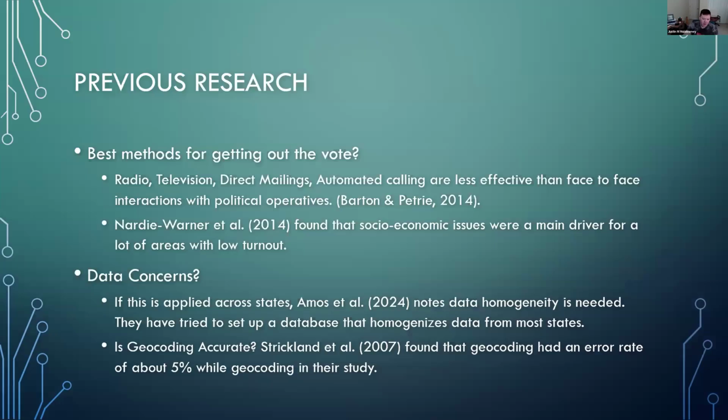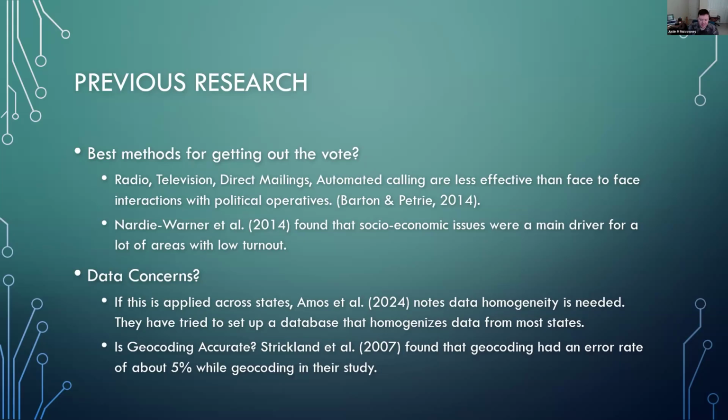Previous research, this is a very weird intersection of GIS and election data. I can't find a lot of stuff. I'm sure there is, but I might not be competent enough to find it. But radio, television, direct mailing, and automated calling are all less effective than going to a voter and talking to them, either by a political operative, a candidate, or even a nonprofit, nonpartisan group. And socioeconomic issues were found in one study to be the main driver for a lot of the areas with low turnout.